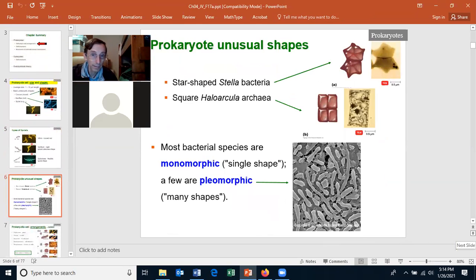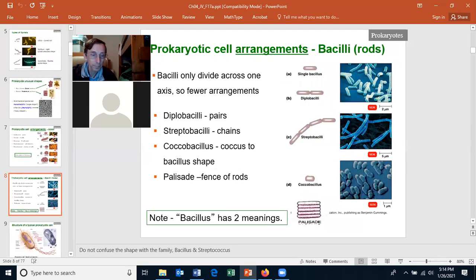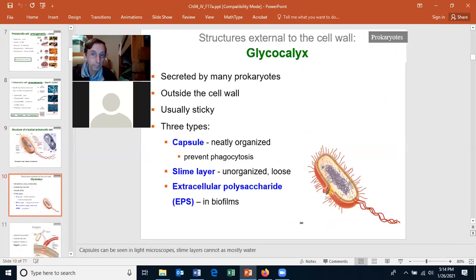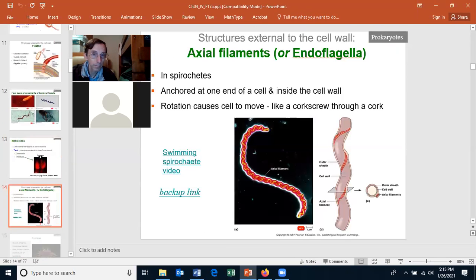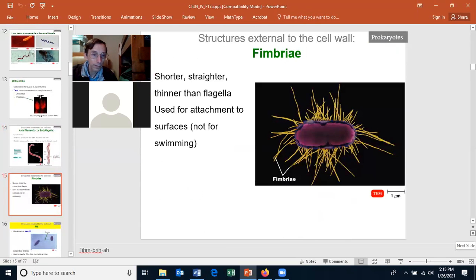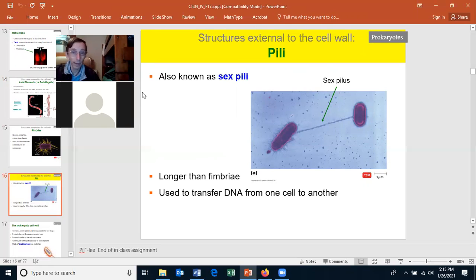Different types of spirals. There are some unusual shaped cells, and really you should just know the term pleomorphic. You should know about cellular growth arrangements, how the cells grow, and I think we talked about that in the lab. I'm just moving forward to where the worksheet ends. Okay, so the worksheet for this chapter ends around this slide.